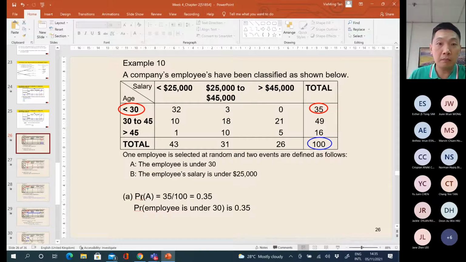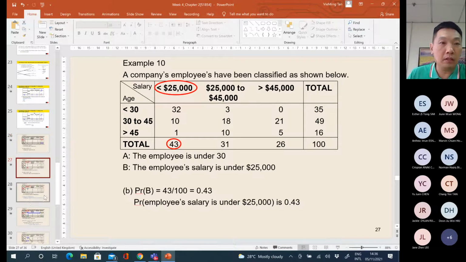Like for instance, in this question, probability A refers to the employee who is under 30 years old. If you choose one employee from the company, what is the probability that the employee is under 30 years old? Under 30 years old is under this category. So in total, 35 of them. This is the n(A). And in total, how many employees in the organization without considering any differences? Altogether 100 of them. So this is the n(S), the number of samples available in your survey. This is your numerator, this is your denominator. Simplify, you get 0.35.